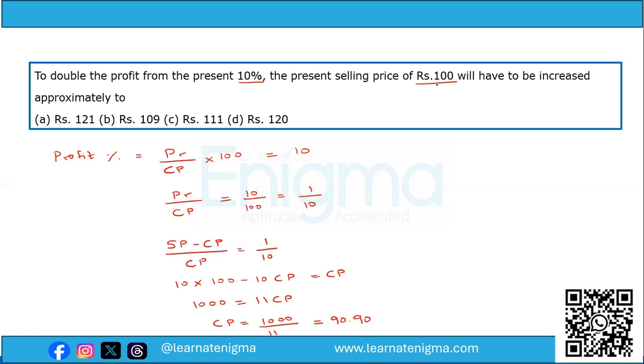And the selling price is 100 rupees. So that means we can say that the current profit is approximately 9 rupees. We want it to be doubled. So therefore, the new profit must be 9 into 2, that is 18. So that means the selling price should increase by 9. So new selling price will be 100 plus 9, that is 109.